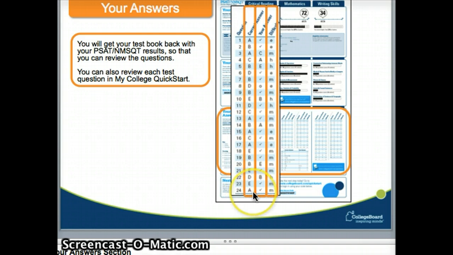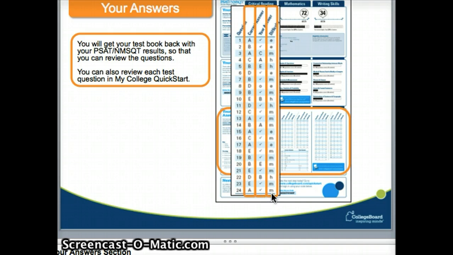The second column displays the correct answer to each question. In the third column, students will see the answers that they chose. A check mark means they got that question correct. An O means they omitted or left that question blank. An alphanumeric letter shows the incorrect answer that the student chose.